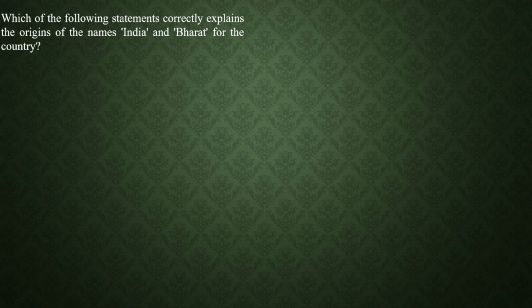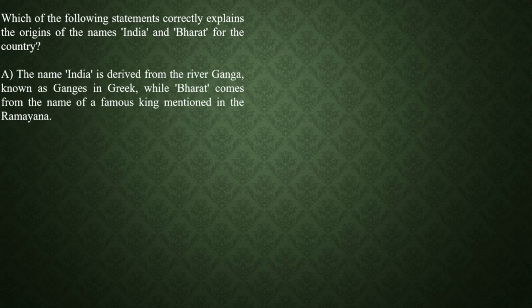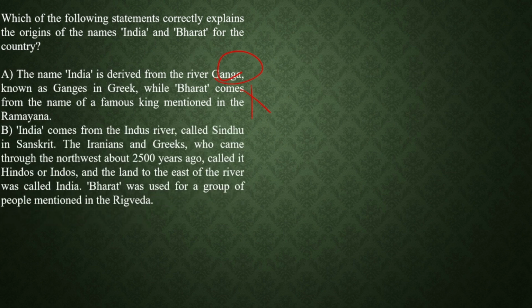Next question हमारा है: which of the following statements correctly explains the origin of the names India and Bharat for the country? Option A: the name India is derived from the river Ganga. Of course not, right? It is from the river Sindhu. Sindhu नदी से है, ठीक है. False है. India comes from the Indus river.